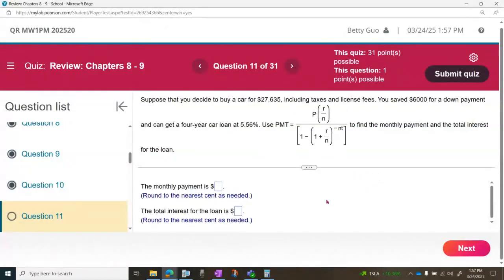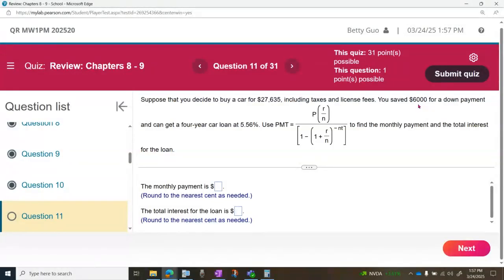Question number 11. Suppose that you decide to buy a car, $27,635, including taxes and the license fees. You save the $6,000 for a down payment, and you can get a 4-year car loan at 5.56%. Use this formula to find the monthly payment and the total interest. Similar with the previous problem, but a little different.